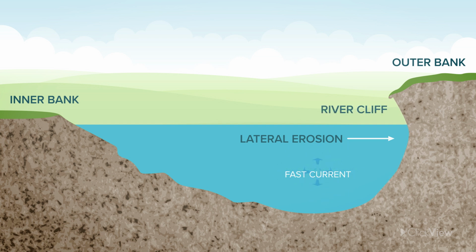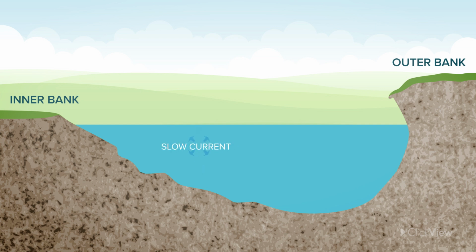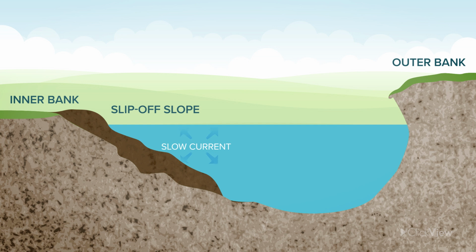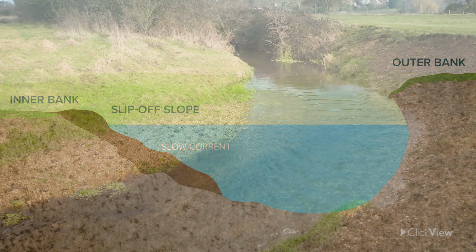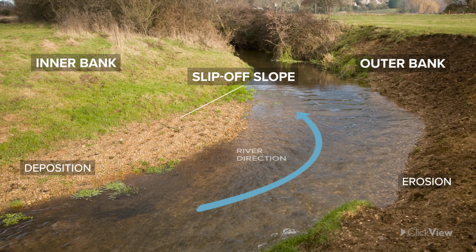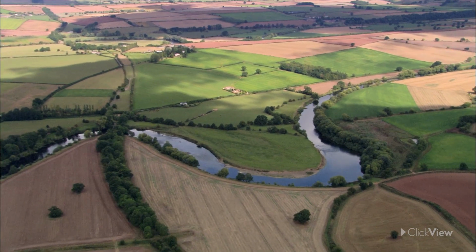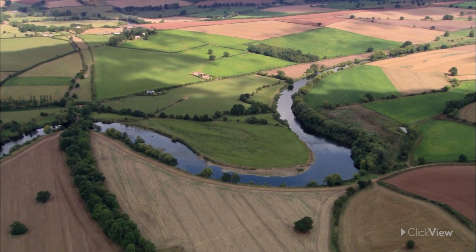On the inner bank, we see the opposite process occurring. You see, material gets deposited here because the current is slower on the inside and therefore has less energy. Over time, material builds up to form a gentle sloping bank of sand, sediment, and pebbles known as a slip-off slope. The bends grow increasingly larger until they form horseshoe-like meanders.